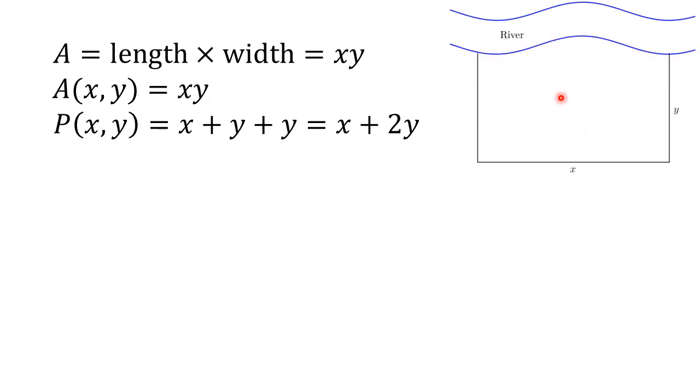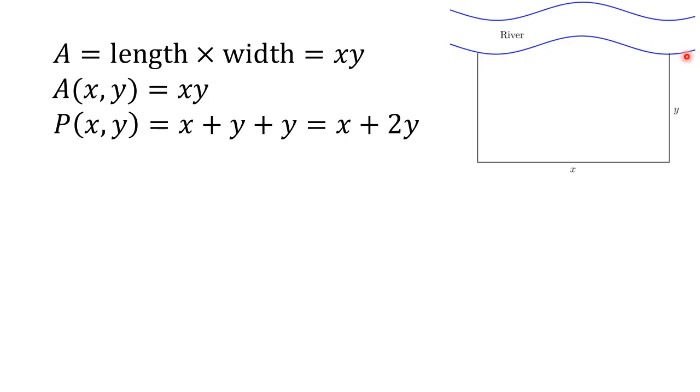So, nakalagay naman dito sa figure na hindi mo na kailangan or wala nang bakod dun sa river. Therefore, yung perimeter lang na kailangan natin, yung kailangan mo lang bakuran, lagyan ng bakod is isang x tapos dalawang y. Kaya ang solution natin ng perimeter as a function of x and y is x plus 2y. Isang x, dalawang y.